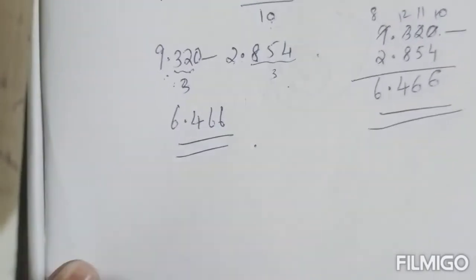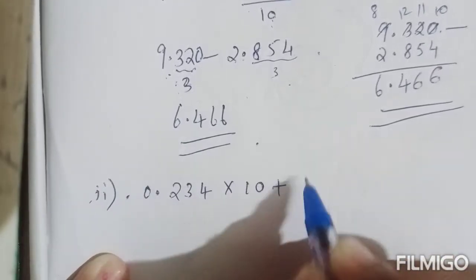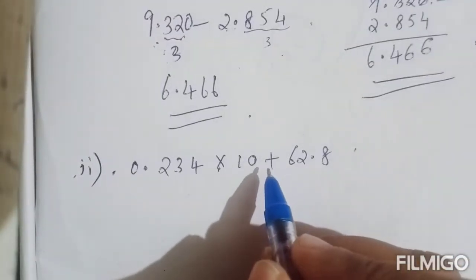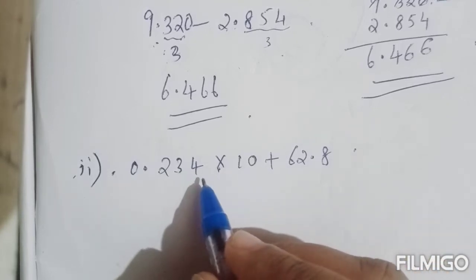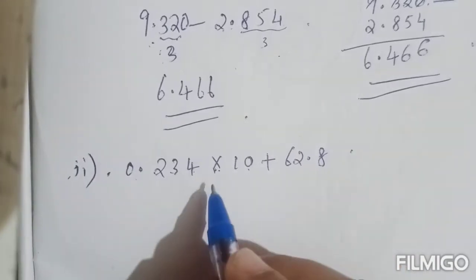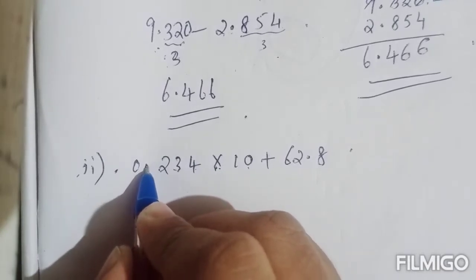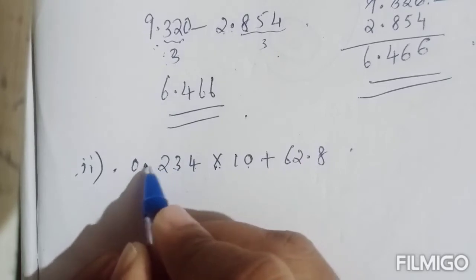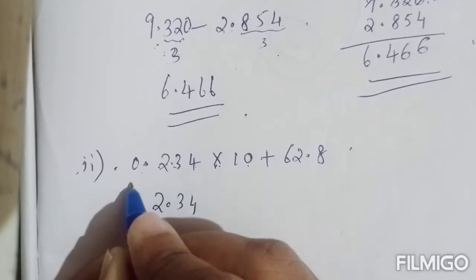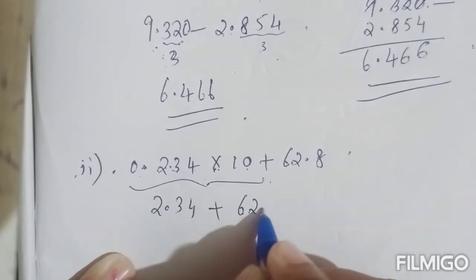Okay, next, second one, 0.234 into 10 plus 62.8. So here multiplication is coming, addition is coming. So as per BODMAS, multiplication you have to do first, then only you can do addition. 0.234 into 10, it is multiplication by 10. So decimal point will move one place to its right. Okay, so this is 1, here will be the decimal point, and you will get 2.34.